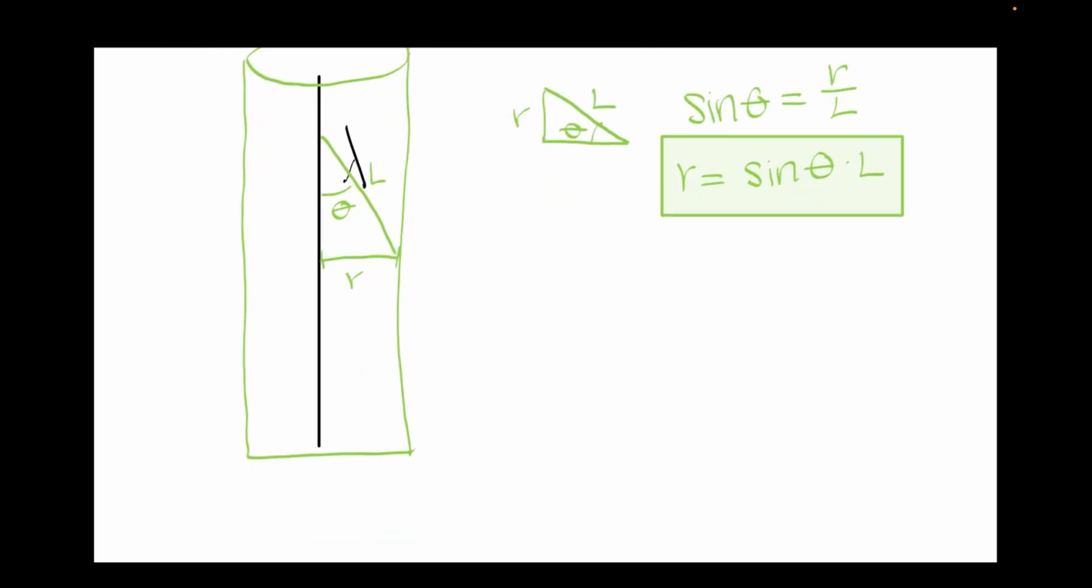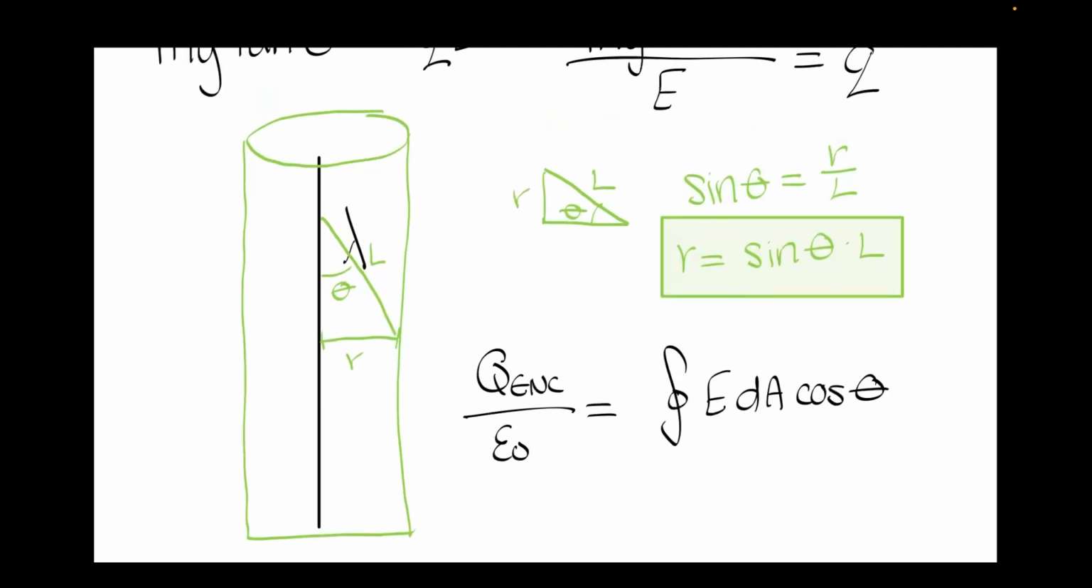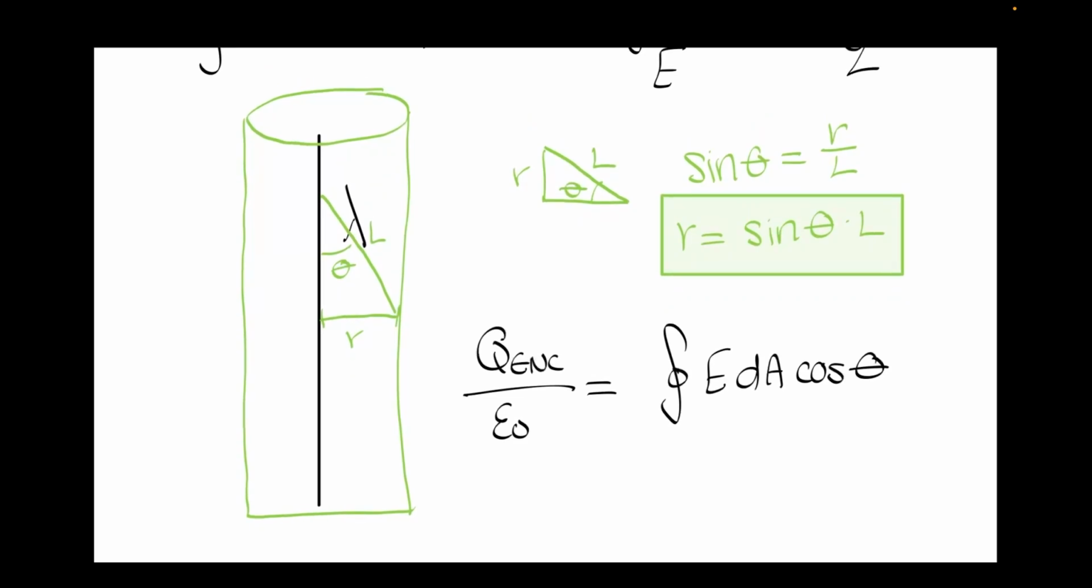All right, now let's talk about our Gaussian. So what is our Gaussian equation? Well, it's Q enclosed divided by epsilon naught equals the closed integral of E dA cosine of theta. You can also write it as the E vector dotted into the dA vector, but it's just E dA cosine of theta. Well, what do we need to be concerned with here? Well, we need to be concerned with the sleeve, so like this part around here, and we need to be concerned with our caps.